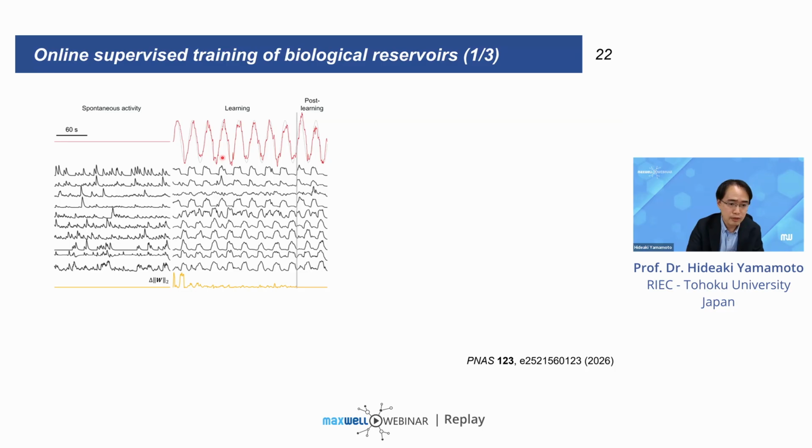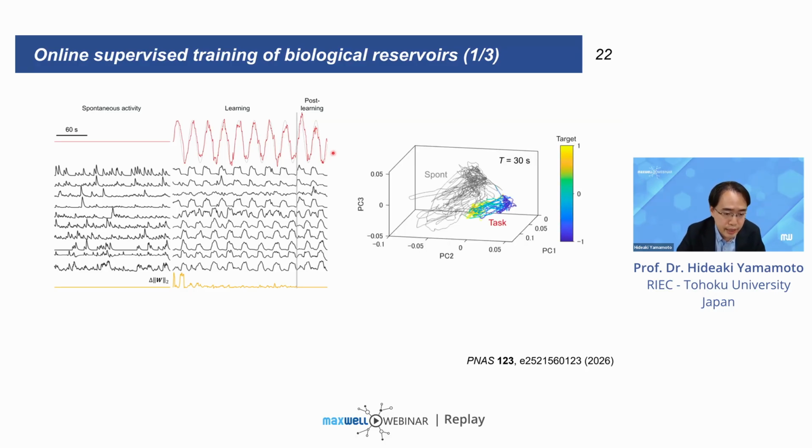And after certain steps of training, the changes in the readout weight somewhat converges. And at this point, the weight update can be turned off. And in successful cases, not always, the system can self-sustain the signal generation.